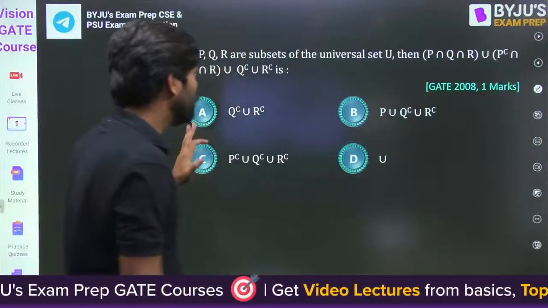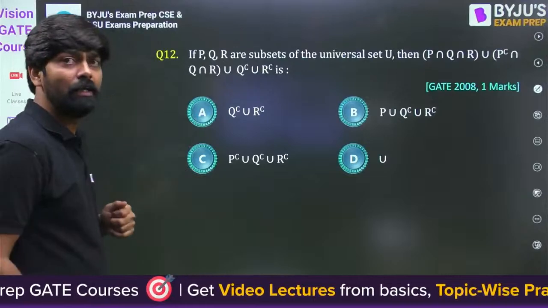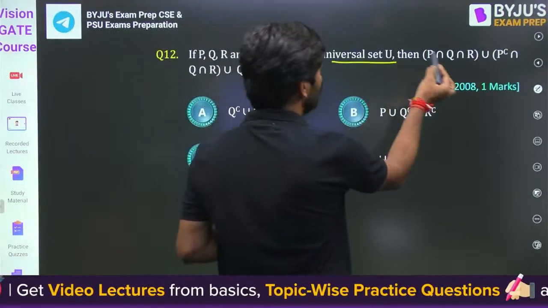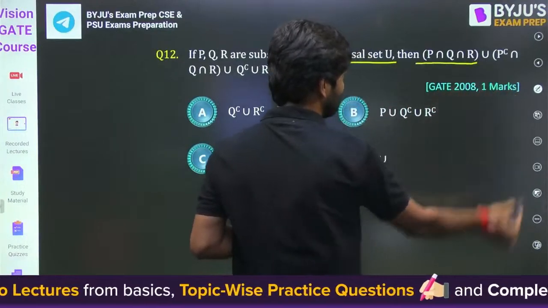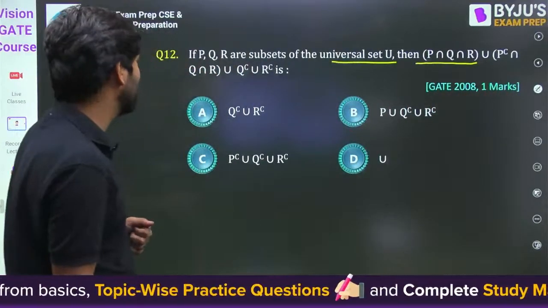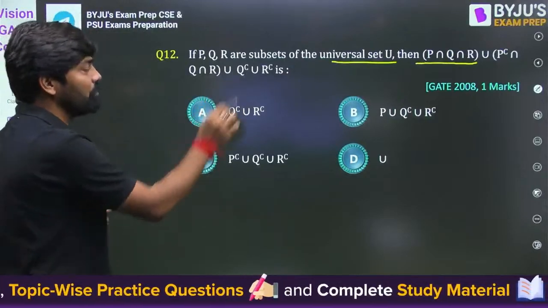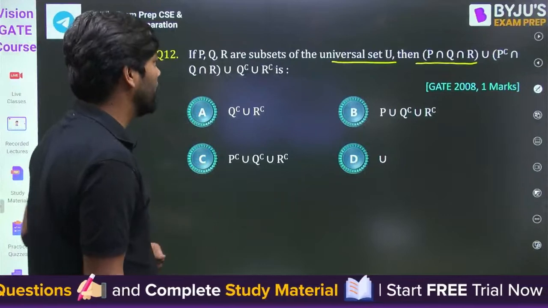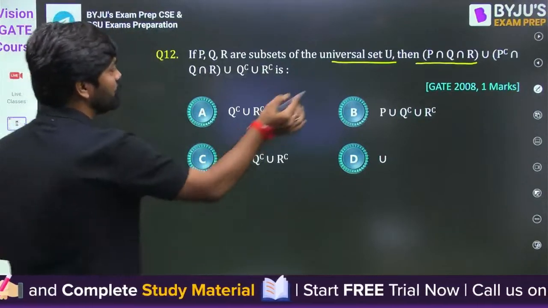Now starting from here, see clearly, they have given P, Q, R are subsets of universal set U. Then P intersection Q intersection R, union P complement intersection Q intersection R, union Q complement union R complement, they are asking. They have given some options. So either you can simplify this.